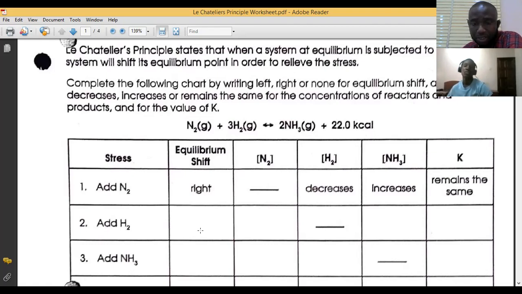Okay. So if it shifts to the right, what happens to the concentration of nitrogen? Does it increase or decrease? The second one, N2. What happens when you add this? You say equilibrium shifts to the right. So what happens to the concentration of nitrogen? Does it increase or decrease? It decreases. It decreases also.